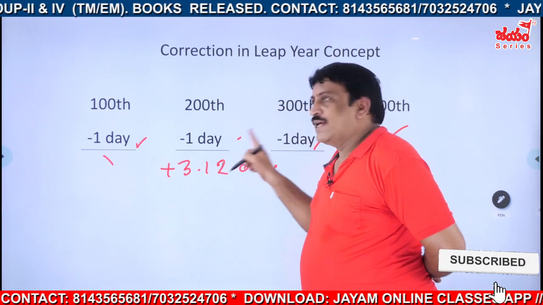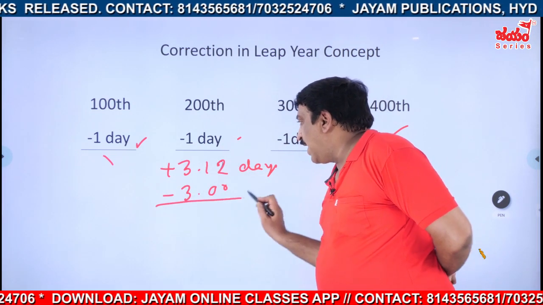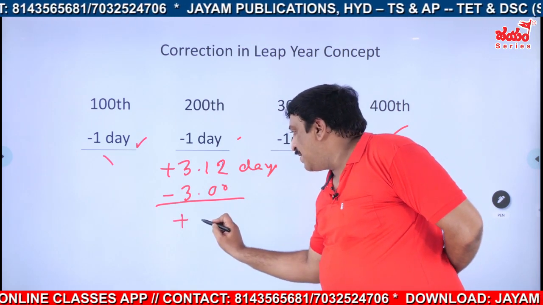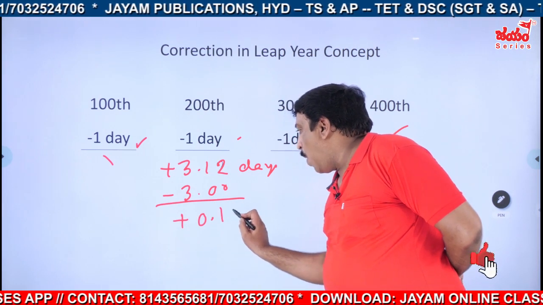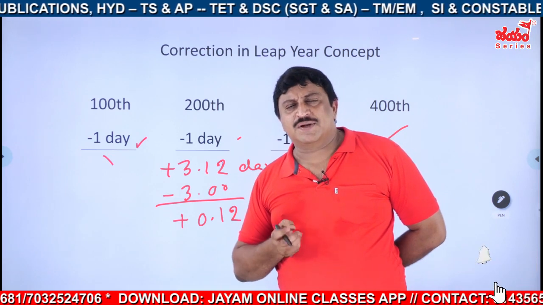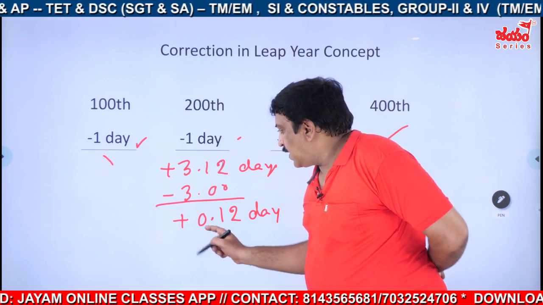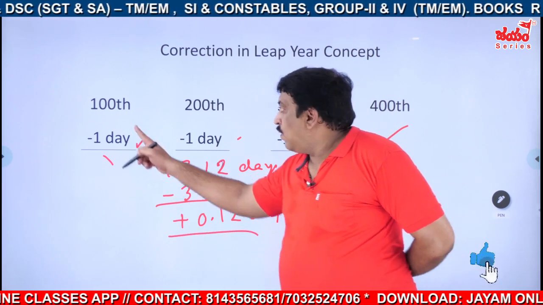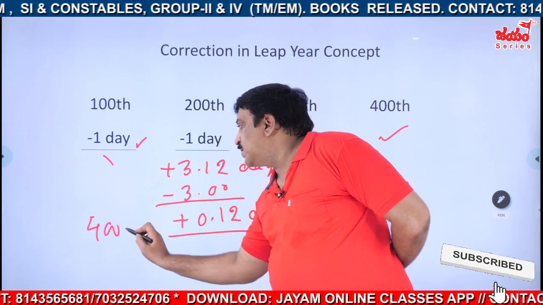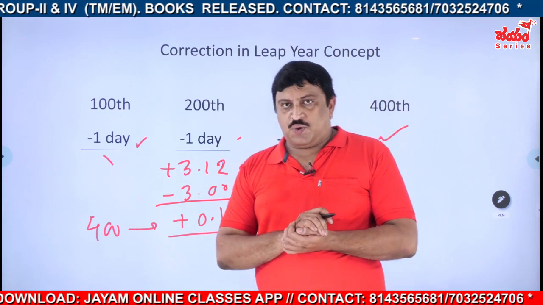For that reason, these 3 days are removed. Very good. But how many are there again? Still an error is there. How much? Plus 0.12 day. What happens for 400 years only, no? Very good. This is the error remaining after 400 years, is it not? Okay, 400. Let me finish this one. See this one. For 400 years, still an error is there, 0.12.